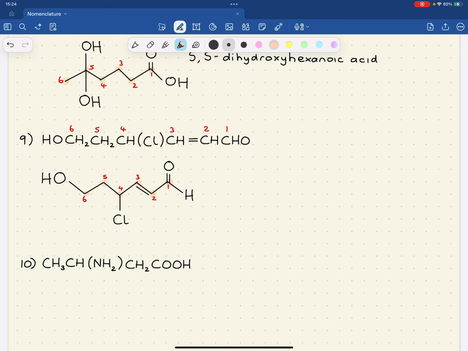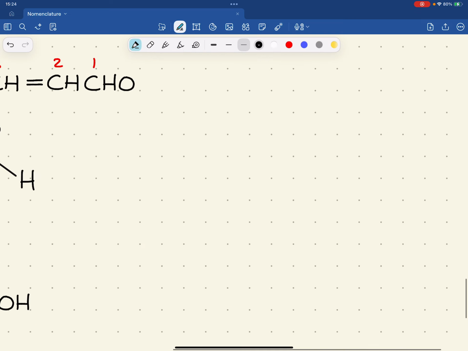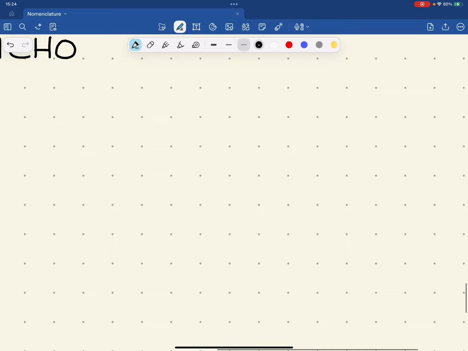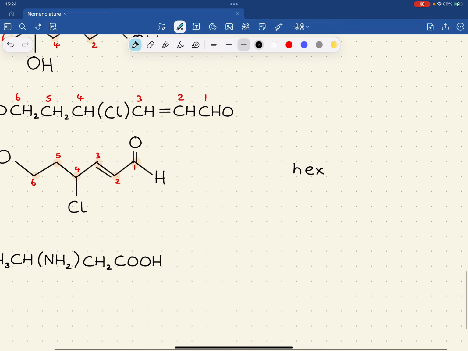So this is going to be, again, hex. 6 in my longest chain means hex. Now, this is where it gets a little bit more difficult. So we've got hex. Now, we wouldn't need to number where the aldehyde is because, like carboxylic acids, they tend to be the end. So we would assume that it's going to be number 1.